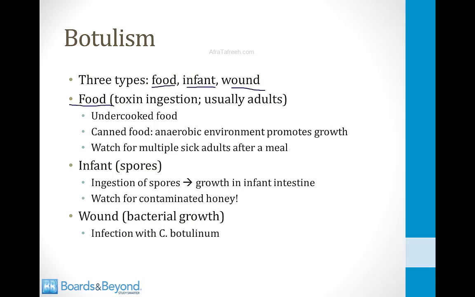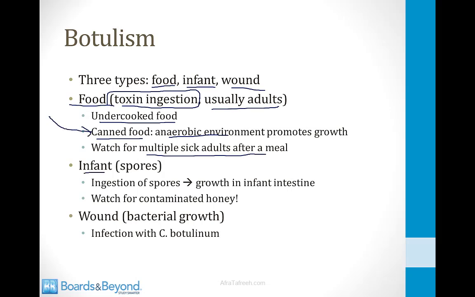So the food type is what usually happens to adults when they ingest the toxin directly. This happens when people eat undercooked food. A classic scenario is to eat undercooked canned food. The canned food is an anaerobic environment inside the can, and this is favorable to the bacteria. And what you'll often see are multiple sick adults after a meal who ate something that came out of a can.